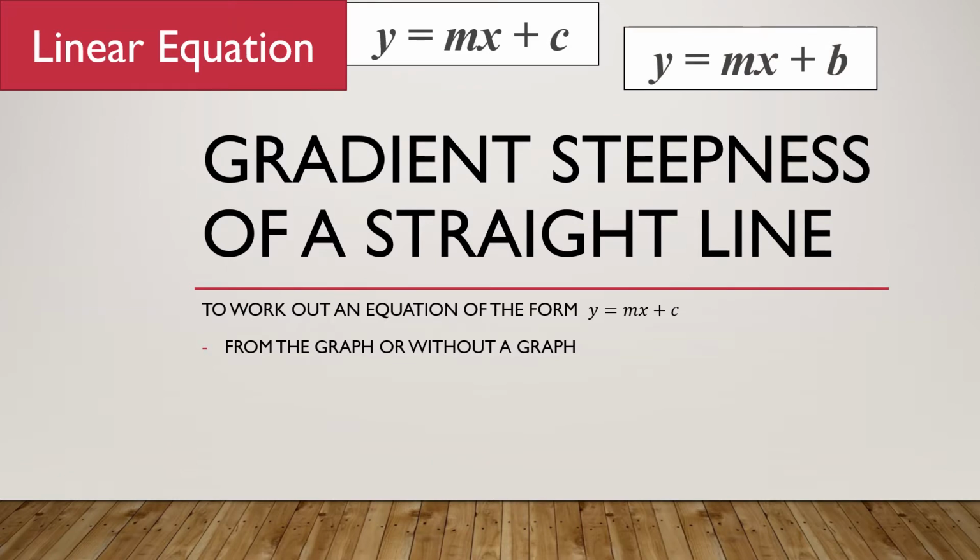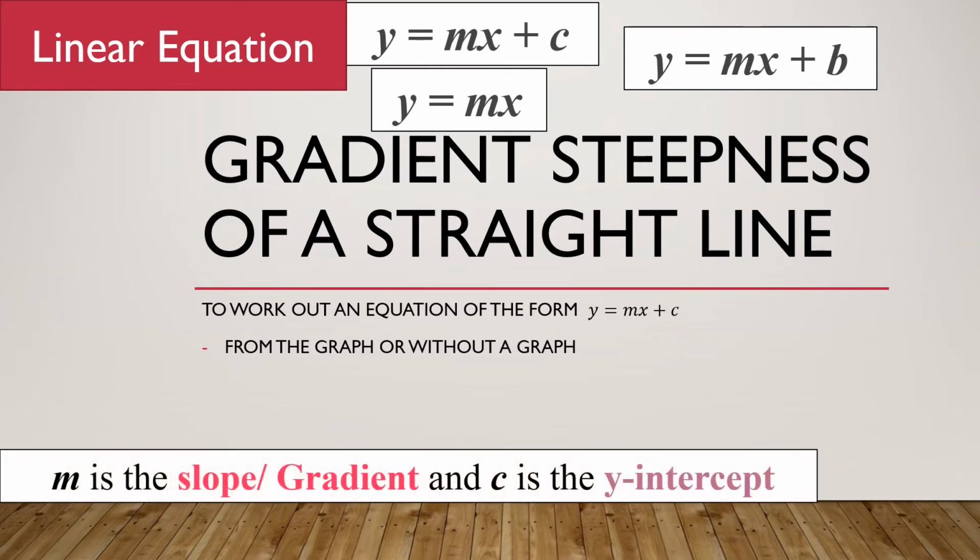And we have to know that if the line is passing through the origin, then c, which is the y-intercept, is equal to 0, so it's y equals mx. Don't forget to always keep in mind that m is the slope or the gradient and c or b is the y-intercept with the y-axis.